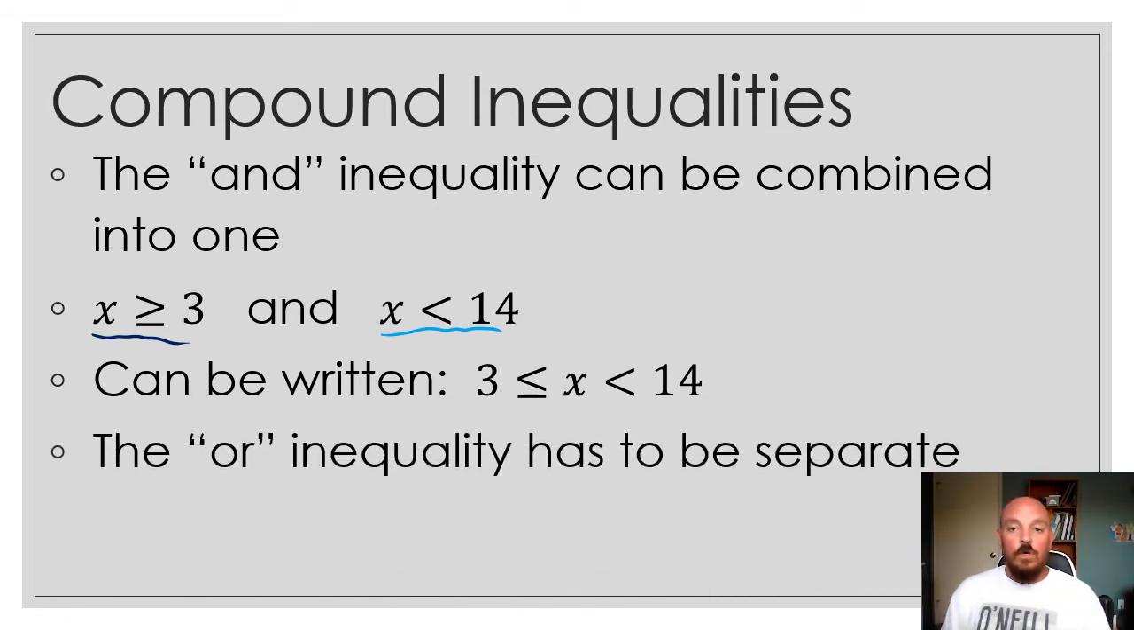Now, the "or" inequalities, don't do that for them, because remember, you're not saying there's one single x that is this or that. It has to be separate. So any of the "or" inequalities, you leave them exactly as we had written before, this thing or that thing. But the "and" inequalities, you can combine into one.